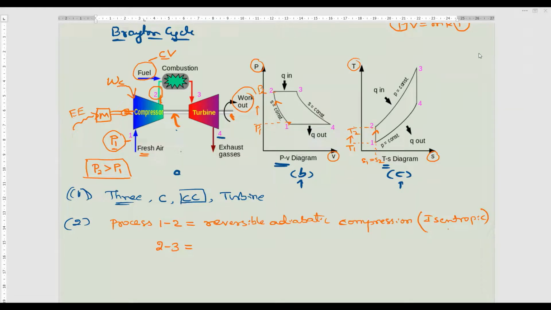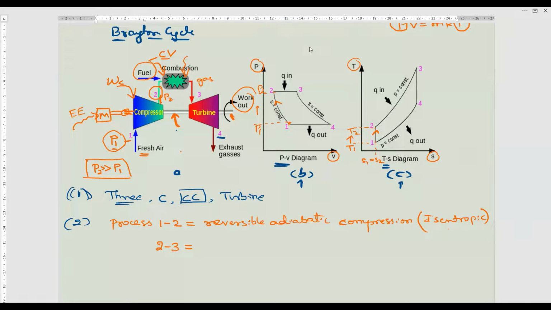So once you supply the fuel to this combustion chamber, and we are supplying high pressure air, that is P2, high pressure air. P2 is much greater than P1. So high pressure air mixed with this fuel, then combustion starts. It means heat releases. Heat is added to the air. So here we'll get gases.